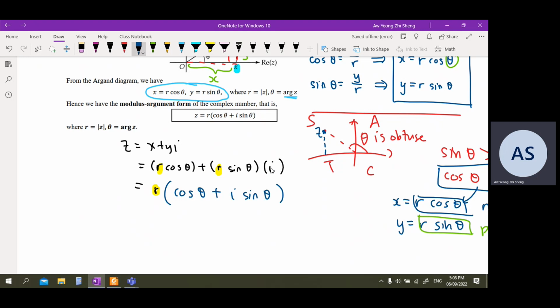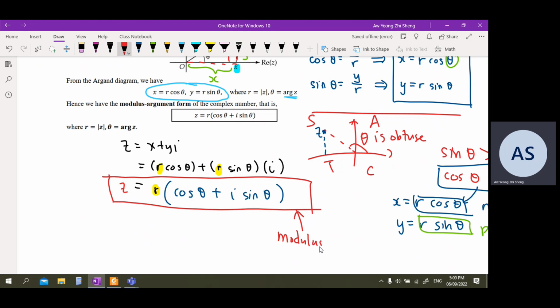It is common for people to write i in front of the sin theta rather than sin theta i. Because if we write sin theta i like this, it can be confusing as if you are taking sine of theta times i. But what we really mean is sin theta times i at the outside. So if you write sin theta with a bracket and i at the outside, it is actually okay. But for convenience, usually people will just write i at the front. Okay. Right, so Z equals r times cos theta plus i sin theta.